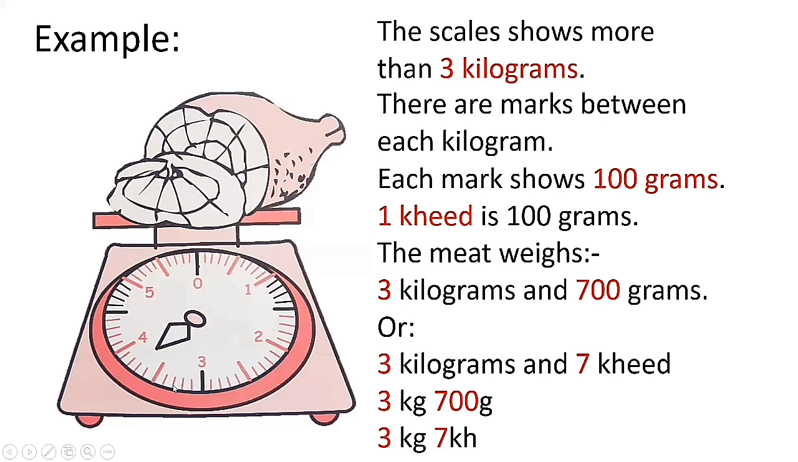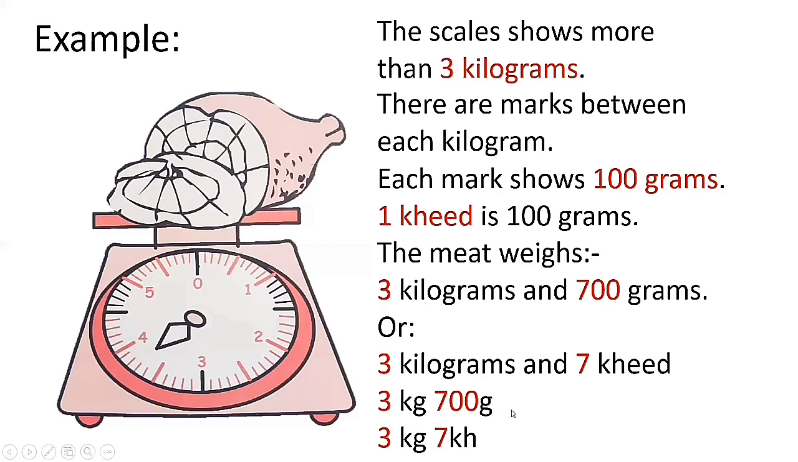1, 2, 3, 4, 5, 6, 7. Okay, please remember that each of these marks is equivalent to 100 grams. So if you are going to count 1, 2, 3, 4, 5, 6, 7, that is automatically 700 grams.